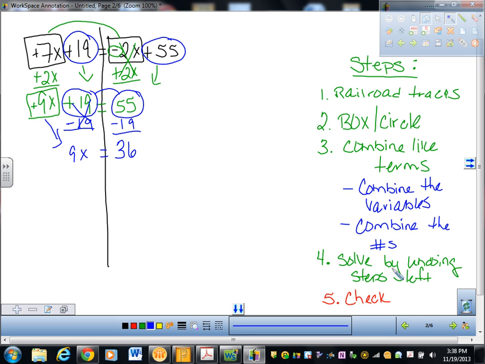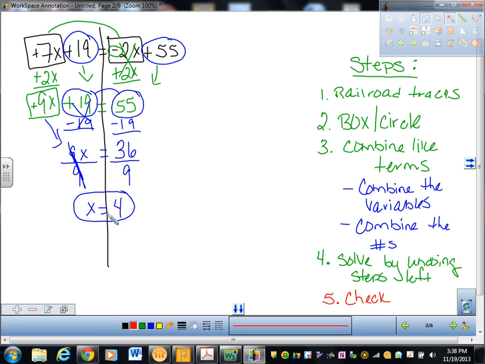Okay? Well, now I can solve by undoing the steps left. There's only one step left. It's this right here to get x by itself, because the 9 is the only thing left on this side that doesn't belong. So it's being multiplied, and to undo multiplication, we divide. And what we do to one side, we do to the other side. Well, that cancels out, which leaves me with an x on that side. And 36 divided by 9 is 4. So x equals 4. But I still have this check to do.